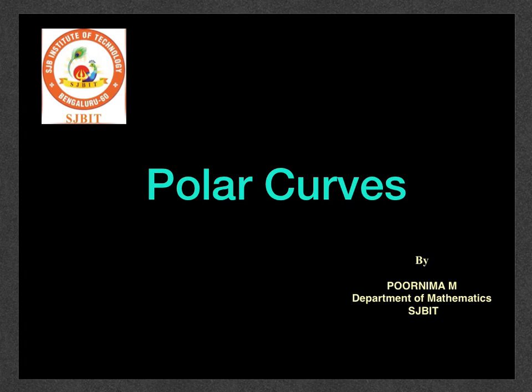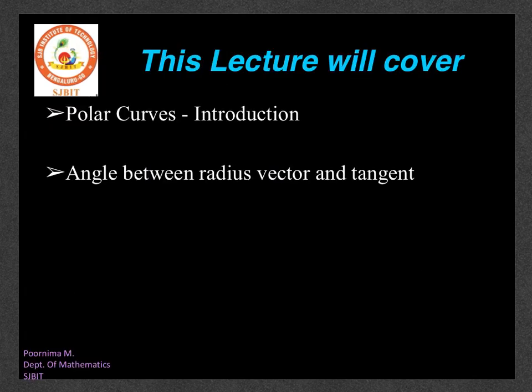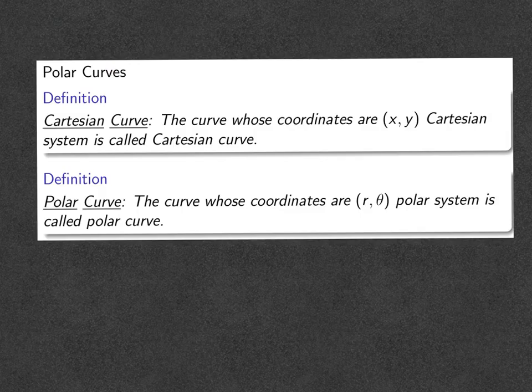In this video, let us understand some topics of polar curves. Here, let us discuss polar curves basically and derive the angle between radius vector and tangent. First, let us know the difference between Cartesian curve and polar curve. When the equation contains Cartesian coordinates like x, y in two dimensions, that equation is called a Cartesian curve. The equation containing polar coordinates r, theta is called a polar curve.